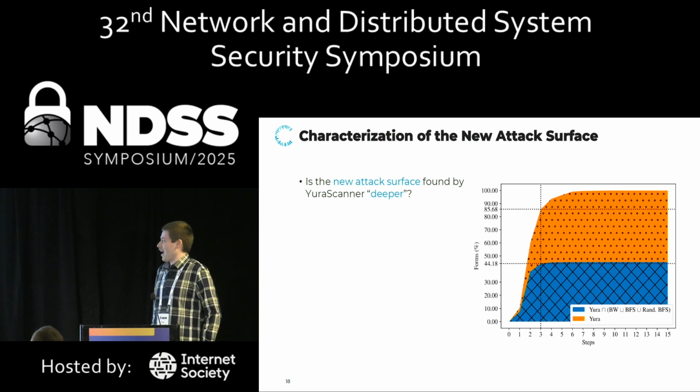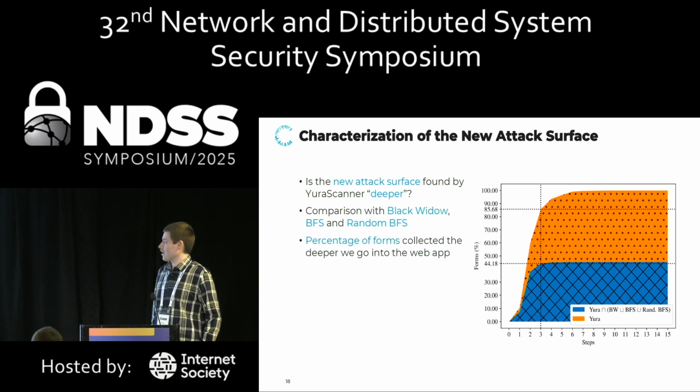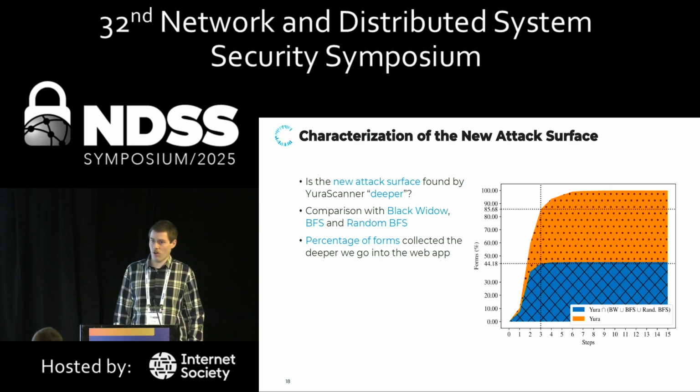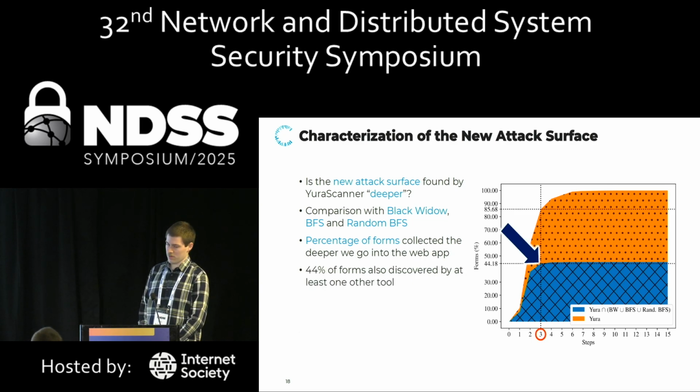Now, to find out whether we've succeeded in finding a deeper attack surface with YuraScanner, we compared it with the state-of-the-art scanner Black Widow, as well as a BFS and random BFS crawler. On the right side, you can see the cumulative ratio of forms discovered the deeper we go into the web application. The blue area represents the forms that were discovered by YuraScanner and at least one of the other scanners. As you can see, this applies to 44% of forms.